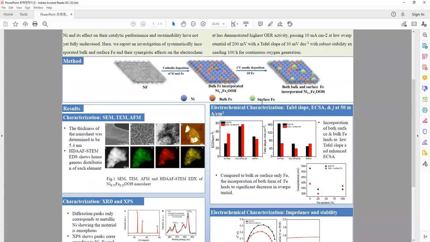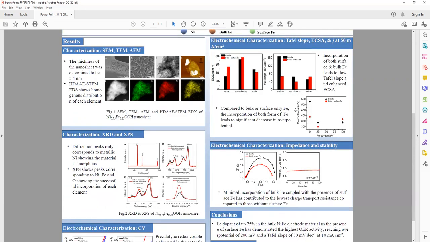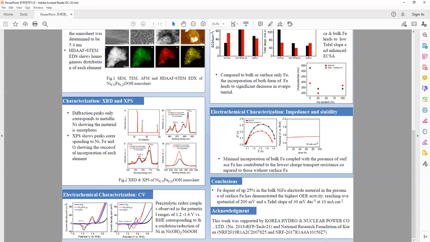The other electrochemical parameters investigated are Tafel slope, electrochemical surface area, and overpotential at 50 milliampere per centimeter square. The first one is electrochemical surface area, and the second one is the Tafel slope of the material. The incorporation of both surface and bulk iron leads to a low Tafel slope and enhanced electrochemical surface area of the material. This one compares the overpotential at 50 milliampere per centimeter square. Compared to bulk or surface only iron, the incorporation of both forms of iron leads to a significant decrease in the overpotential of the material.